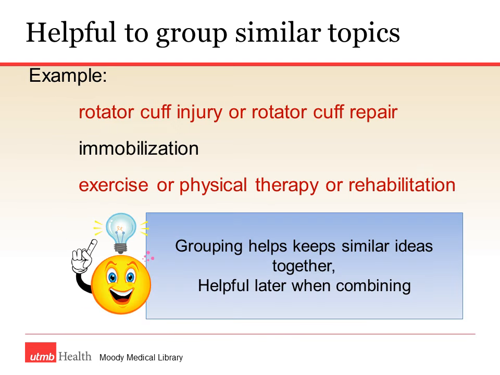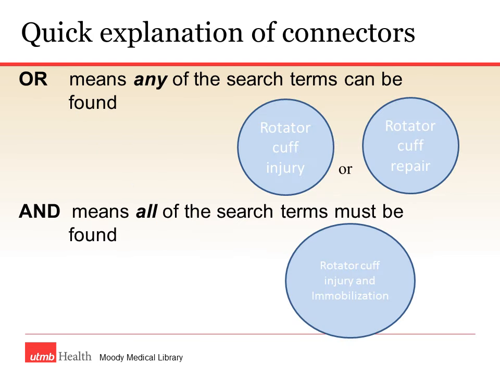I also find it helpful to group these things into similar topics or similar ideas. Here's what I'm thinking. Rotator cuff injury and rotator cuff repair are similar ideas. Immobilization is an idea by itself. Exercise is similar to physical therapy, which is similar to rehabilitation. Just grouping these things helps keep similar ideas together, which is really helpful later on when you start combining.